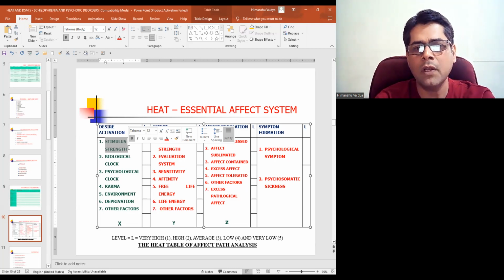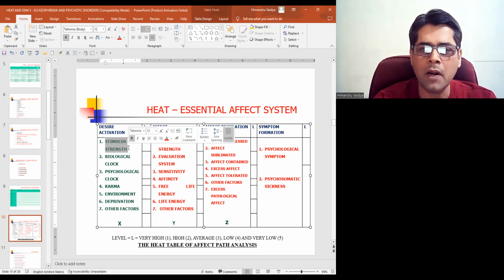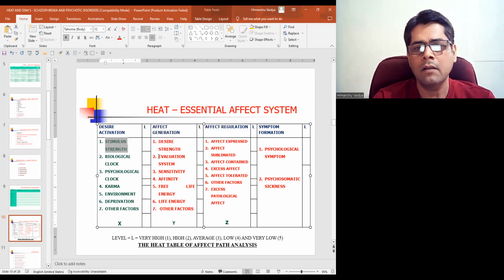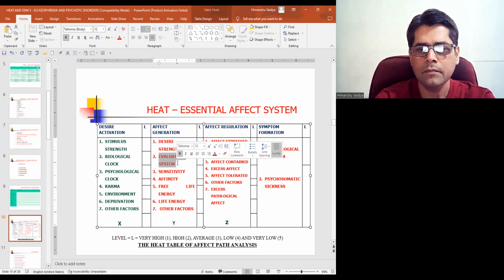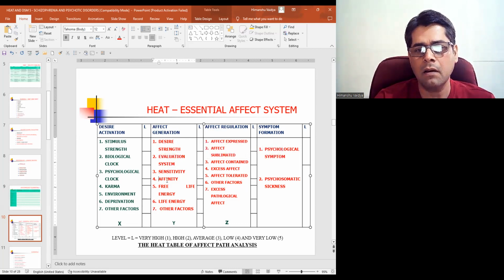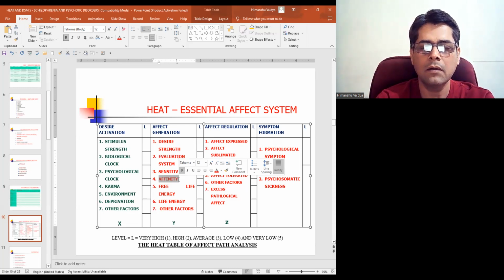And then we can go into the other part of it. The second part of it, the evaluation system, requires discussion with the person. Sensitivity requires both our assessment and information from the person and people around him. Affinity is something that we measure. Free energy is our judgment. Life energy is our judgment.